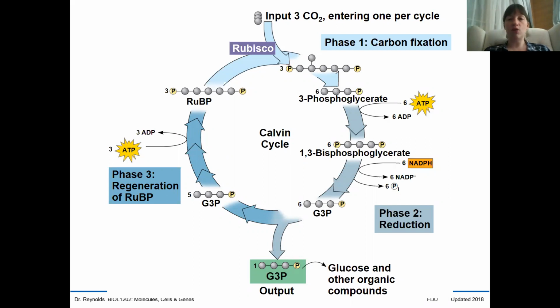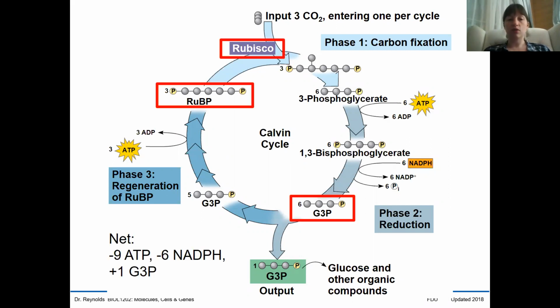You need to know RuBP, Rubisco, and G3P. You also need to know that for each cycle, we input 3 carbon dioxides and get out just 1 G3P. And that for each turn of the cycle, we net a negative ATP of 9 and NADPH of 6, and just 1 G3P is yielded. So if you were going to make 1 molecule of glucose, it would take 18 ATP and 12 NADPH.